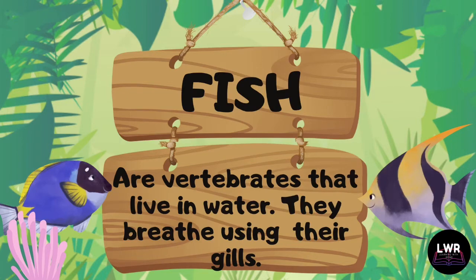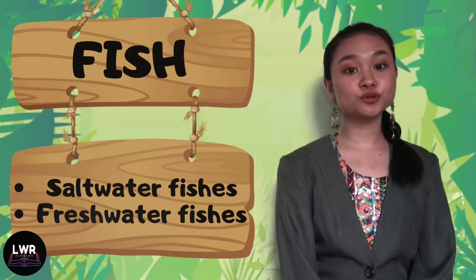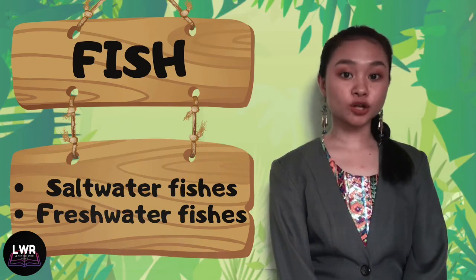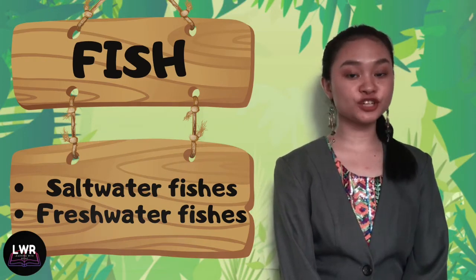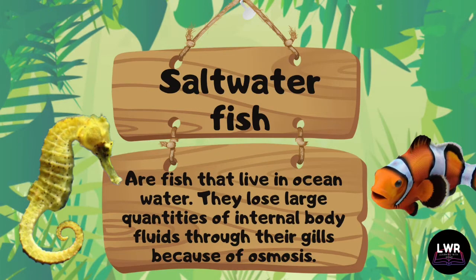Fish are vertebrates that live in water. They breathe using their gills. There are 2 types of fishes, saltwater fishes and freshwater fishes. Saltwater fish are fish that live in ocean water. They lose large quantities of internal body fluids through their gills because of osmosis.